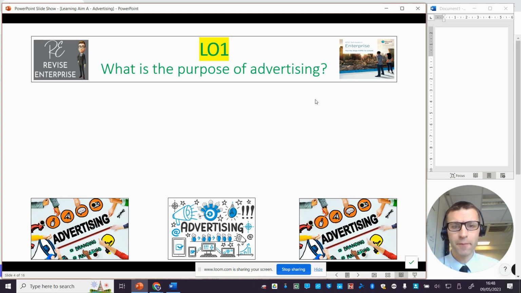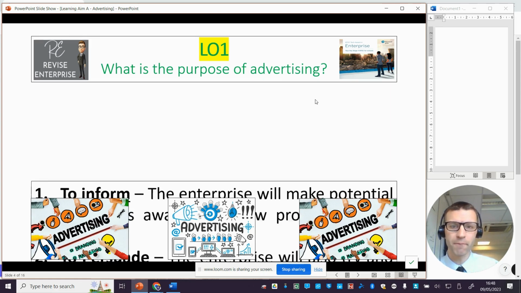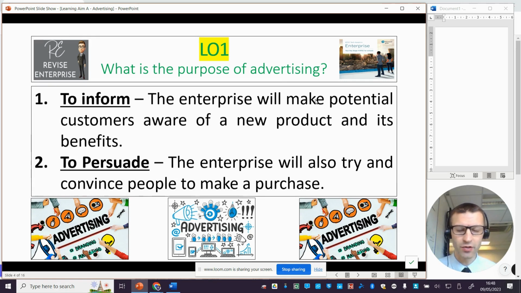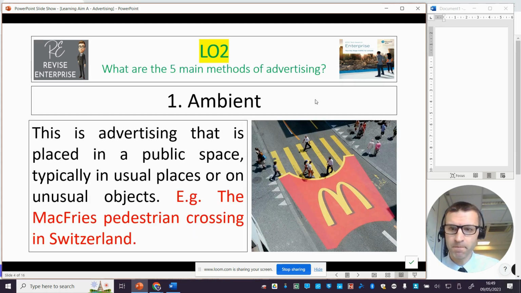So, what is the purpose of advertising? Learning objective 1 still. There are 2 key purposes of advertising. Number 1 is to inform. So you need to make potential customers aware of a new product that you are selling and its associated benefits. Once you've informed the public of the products and services you're offering, the second purpose is to persuade people to make a purchase, or convince them. So number 1 is to inform people. Number 2 is to persuade them to make a purchase.